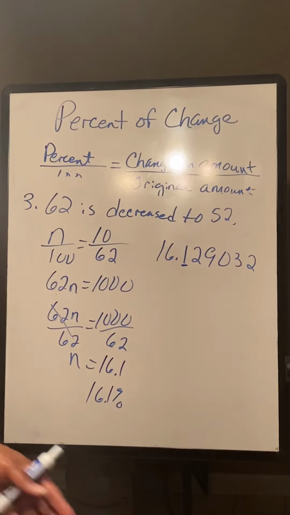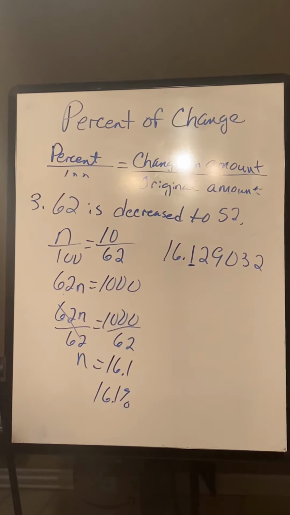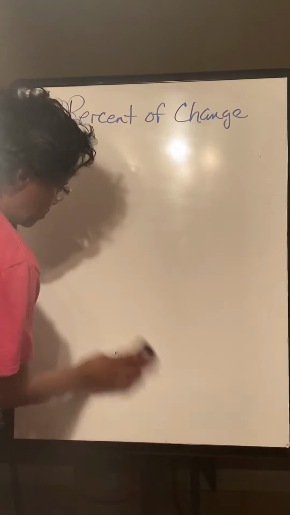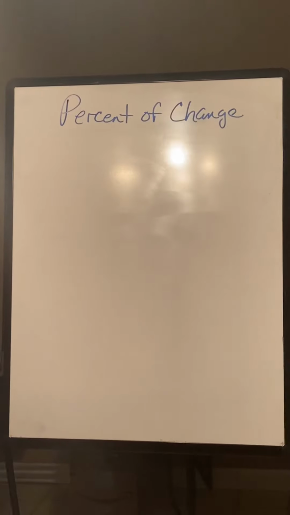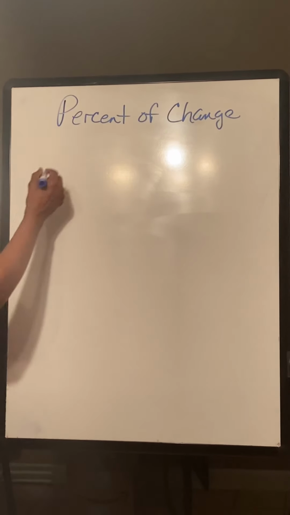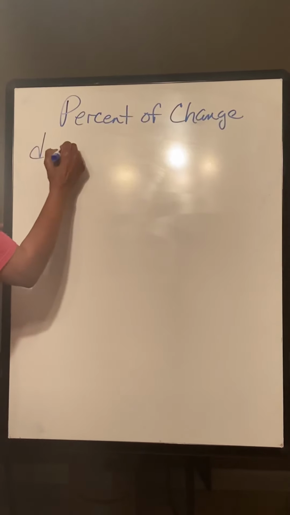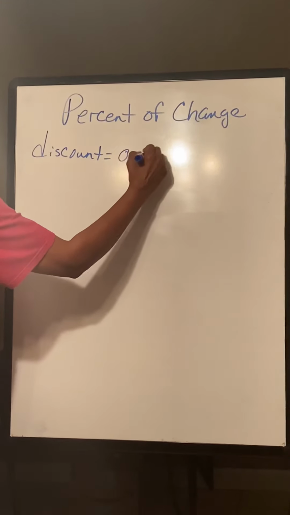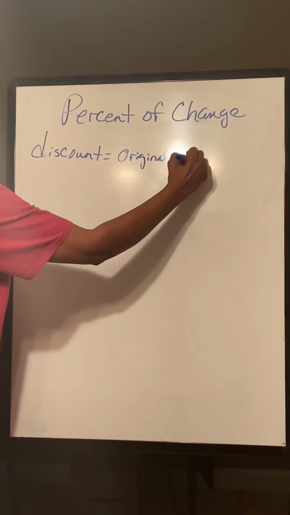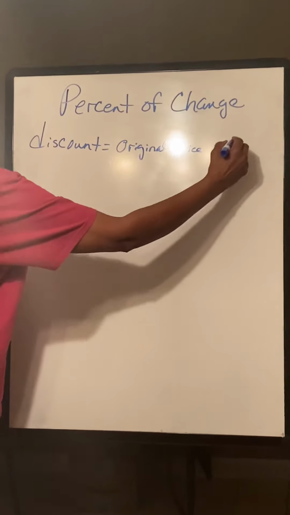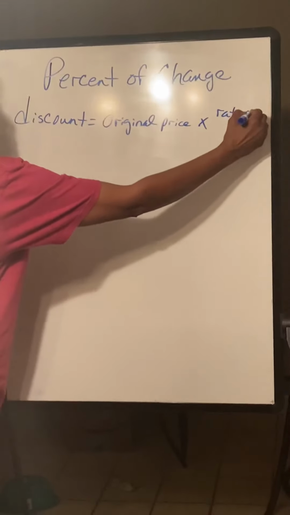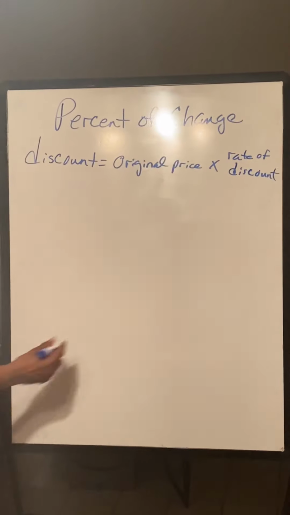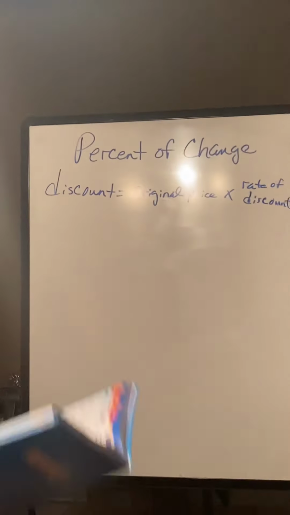Also in this particular section, we have to look at what we call discount and sell price. We're looking at discount and sell price. A discount will decrease your price, okay? So to find your discount is equal to the original price times the rate of discount. The original times the rate of discount.